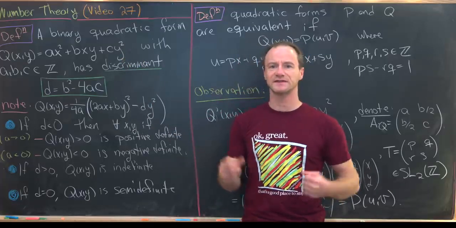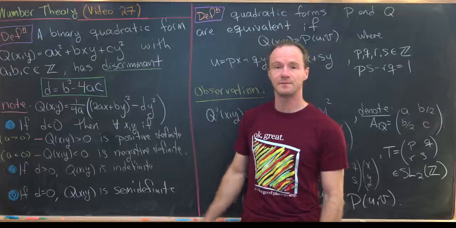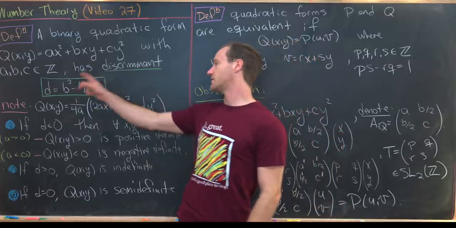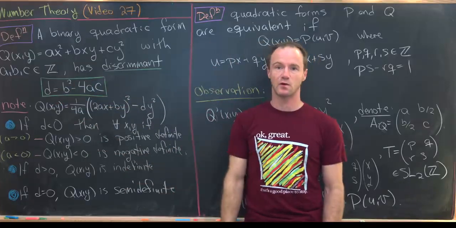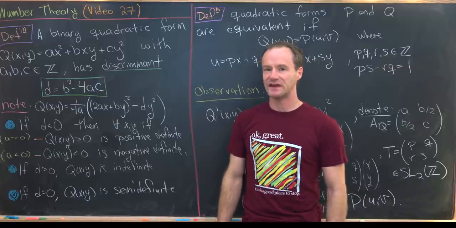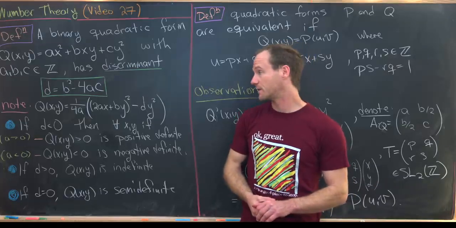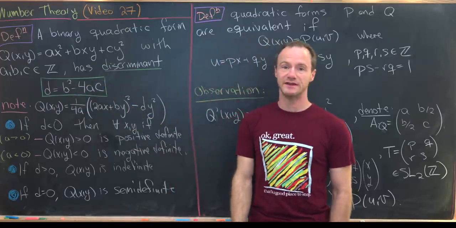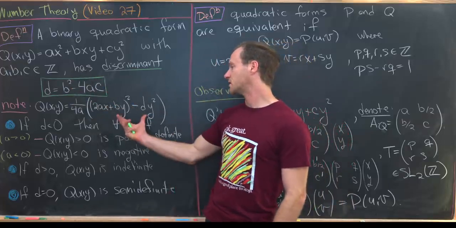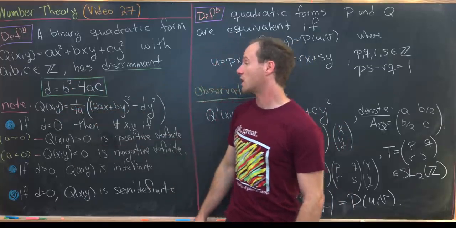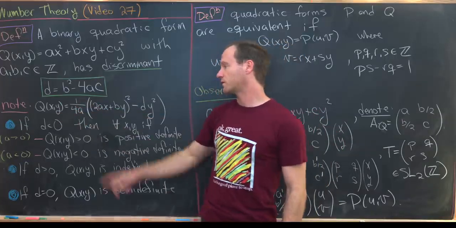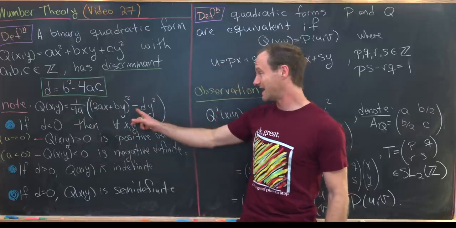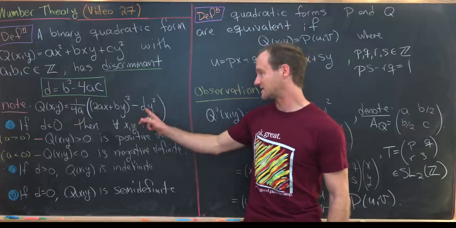Well, let's talk about some parts and characteristics of quadratic forms. An important part of a quadratic form is something called the discriminant. We'll label that D, and that is b squared minus 4ac. That's in line with the definition of the discriminant from the quadratic formula. And notice that if we define D to be b squared minus 4ac, then we can complete the square on our quadratic form so that it looks like 1 over 4a times (2ax plus by) squared minus D times y squared, where D is this discriminant.